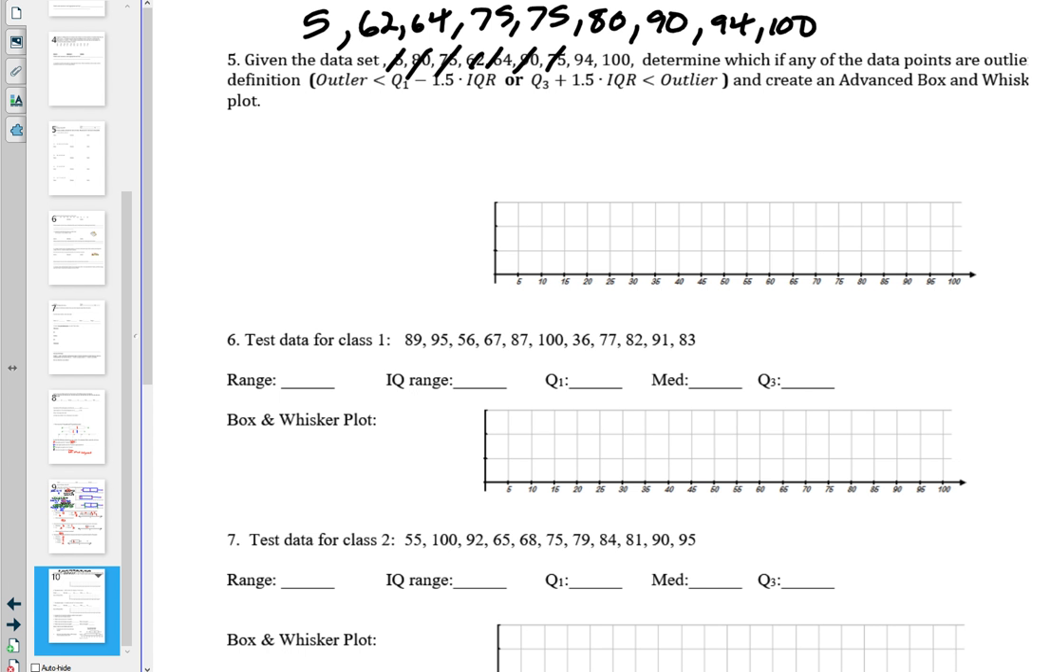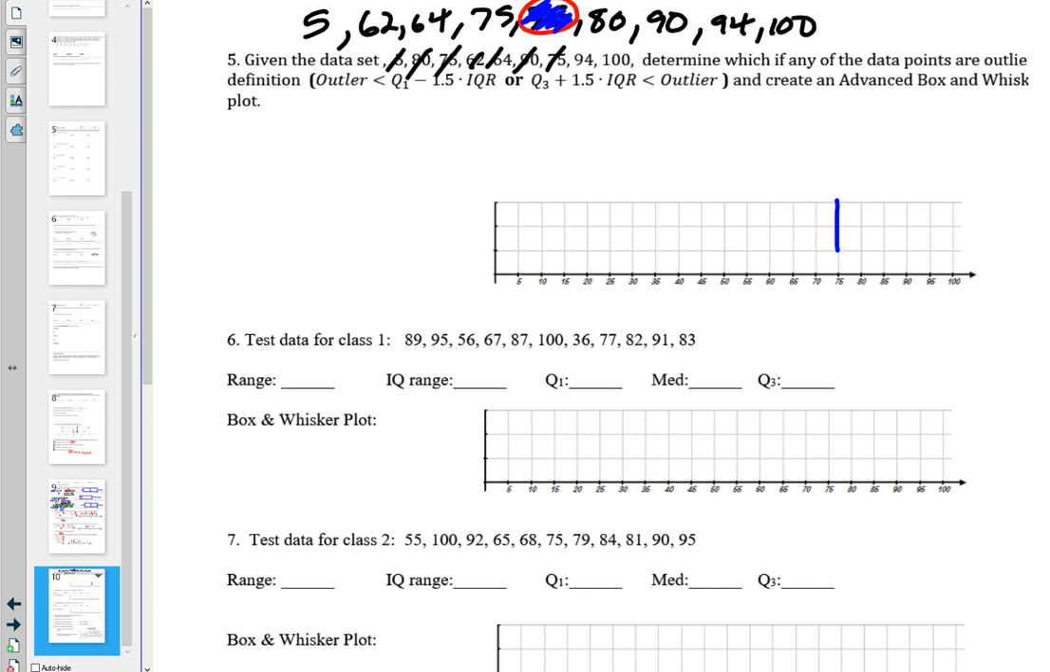Yeah, so that's an odd number, so there is a median that's clearly in the middle. That's going to be 75. I can go ahead and put my line there at 75. When you have an odd amount and you're going to calculate your quartiles, you do not include the median. You forget that it's even there.